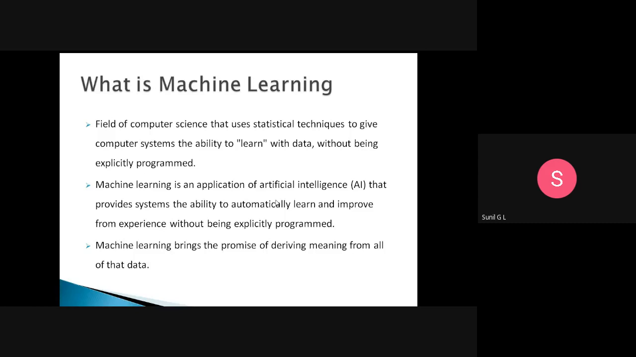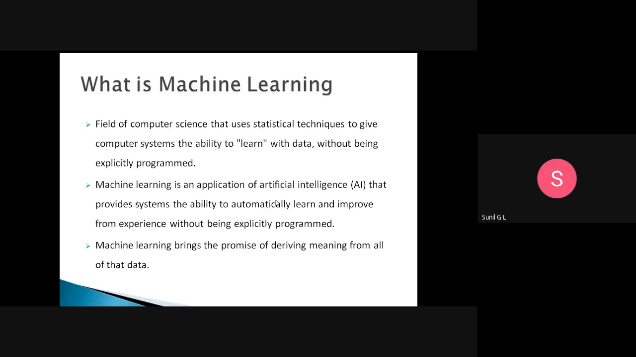That one we will call machine learning. Here, machine learning is an application of artificial intelligence. What do you mean by artificial intelligence? How a human thinks, the computer system also thinks. That one we will call artificial intelligence. Thus, machine learning is the subfield of artificial intelligence that provides the system the ability to automatically learn and improve from experience without being explicitly programmed.